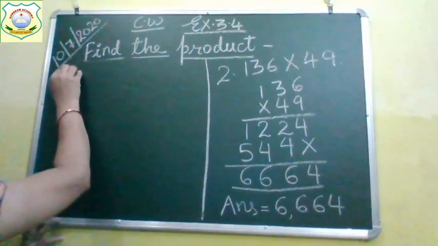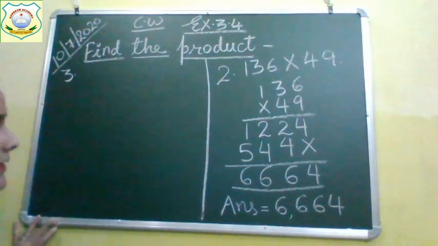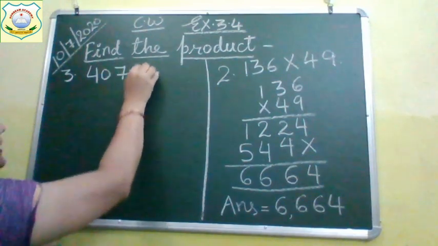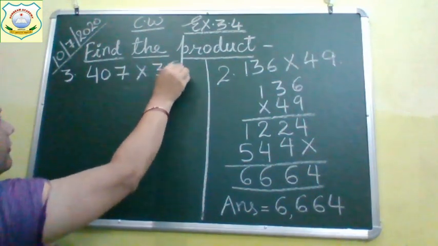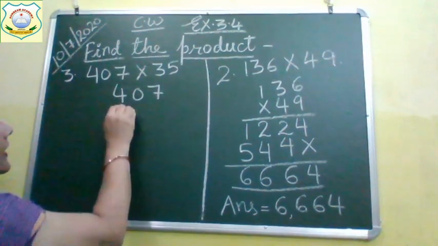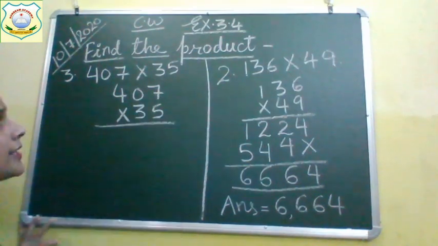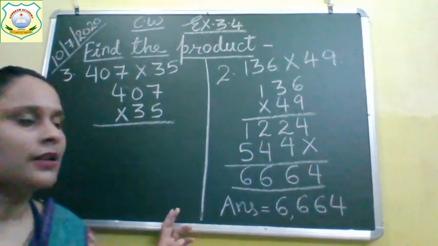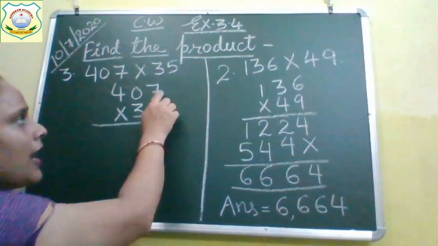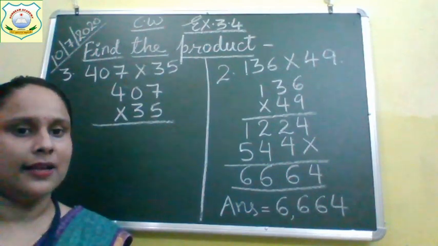Question number 3 is 407 into 35. 407 into 35. First, what we will do? We will multiply the first number to the number written in the ones place. Now say the table of 5 with me.